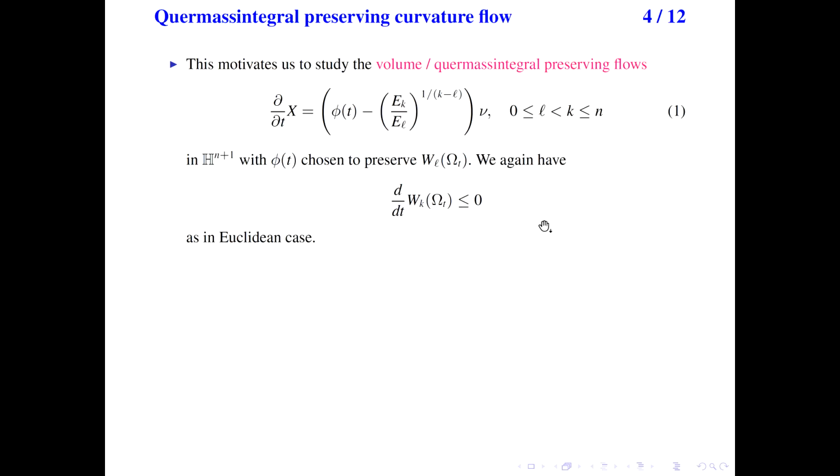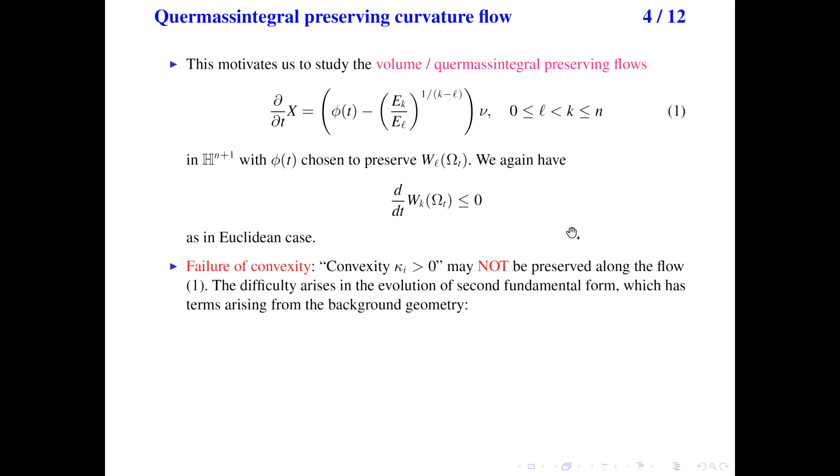However, for curvature flows in the hyperbolic space, there are some difficulties. One of these is that the convexity may not be preserved along the flow. Here, the convexity is equivalent to the principal curvatures being positive.